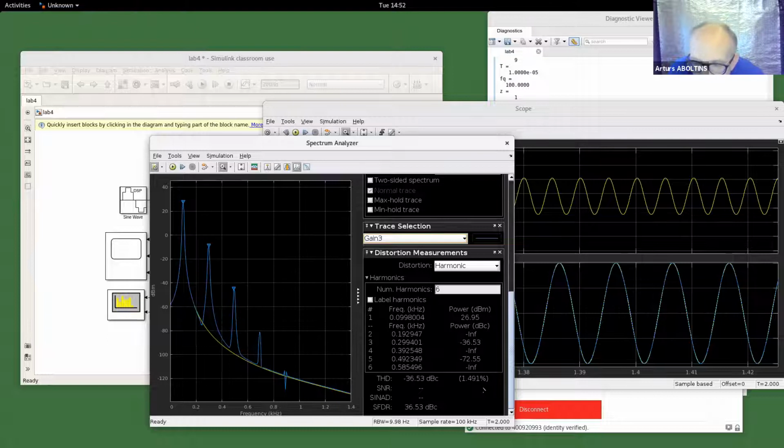Turns out that instead of this derivative, 2 VCOs are a better solution. The signal is much cleaner. Okay, harmonics are here, but we just saved approximately 10 dBs. This third harmonic is now -36, and the first is +26, which means like a 60 dB difference.